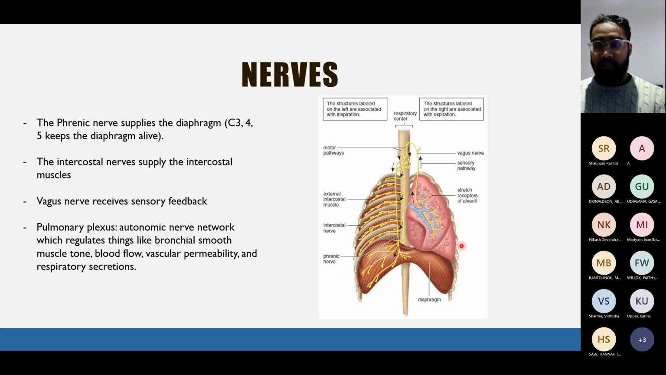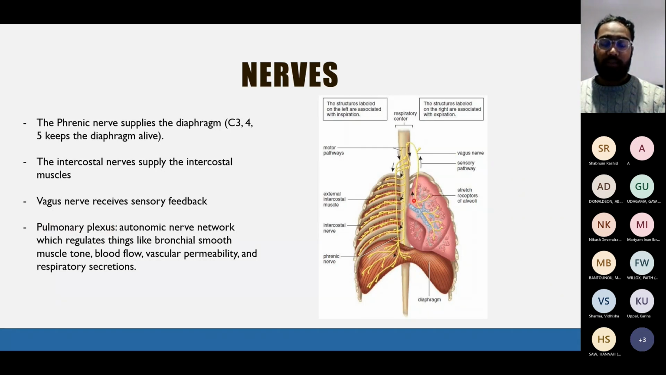And then feedback: sensory signals going back from the lungs, from all the stretch receptors, back up to the respiratory center or through the reflex arcs. They're taken through the parasympathetic fibers in the vagus nerve. And for all of the other things like mucus production, vascular permeability, blood flow, you've got an amalgamation of autonomic nervous fibers, which are referred to as the pulmonary plexus.